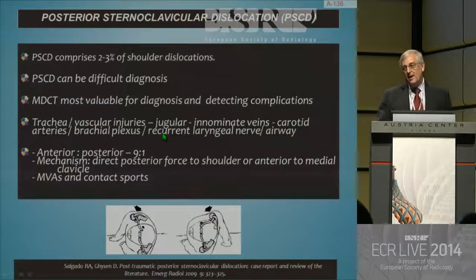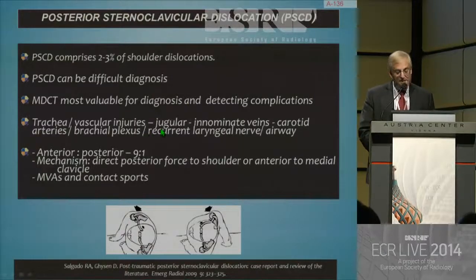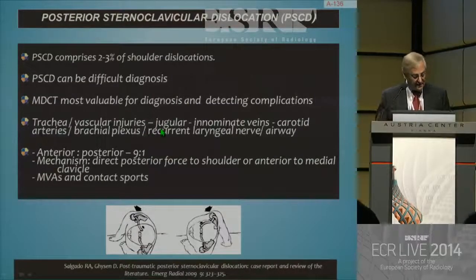Everything that lives under that spot is prone to injury. So in addition to the things we've already mentioned, we have the brachial plexus, recurrent laryngeal nerve, simply everything that lives back there. Now, one thing I've learned, and I was interested in what the mechanism of this injury is.